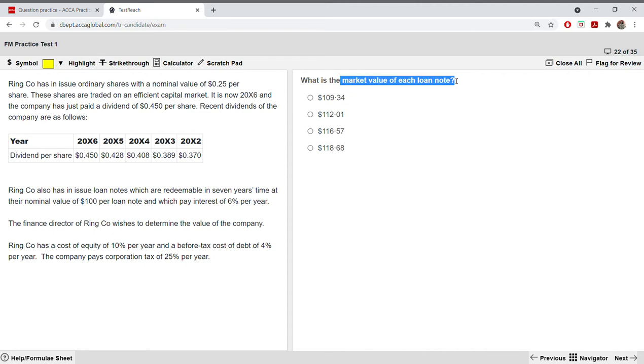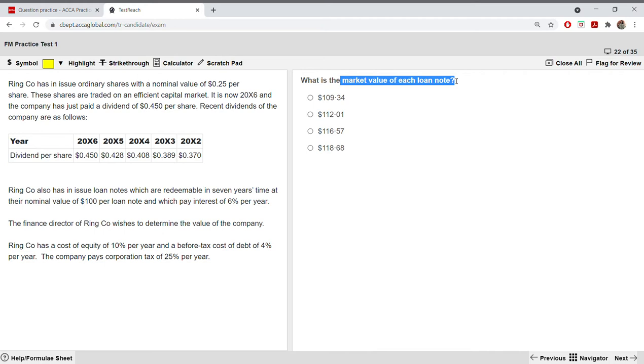If it's irredeemable, it's much easier. Most of the time they will be giving you redeemable, but you never know. And if it's redeemable, there is a long procedure of doing it. So first you should know from the case study, redeemable or irredeemable. Then you decide on the market value of loan. Okay, you need the interest rate, then you need the cost of debt to discount and all those things. You need an interest amount and a principal amount.